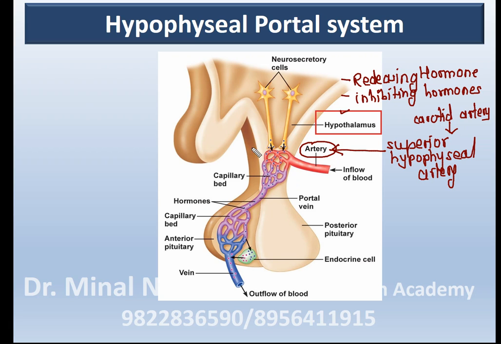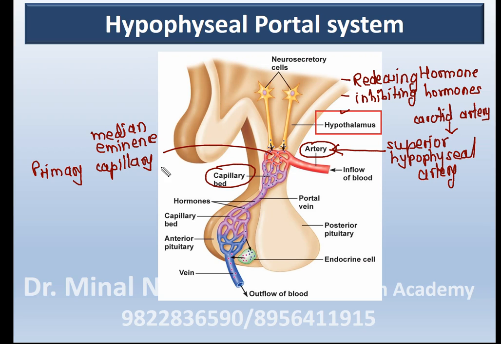Now that artery will form the first capillary bed. The part where the capillary bed is formed is actually called median eminence. So the first capillary bed is formed at median eminence. This first capillary bed is also called by another name, primary capillary plexus. Now what will happen? The hormones of the hypothalamus will be added to this capillary, that is primary capillary plexus. From primary capillary plexus they will go into portal vein. From portal vein they will reach the anterior pituitary. In anterior pituitary the hormones which are carried by the capillaries are added into the pituitary gland.